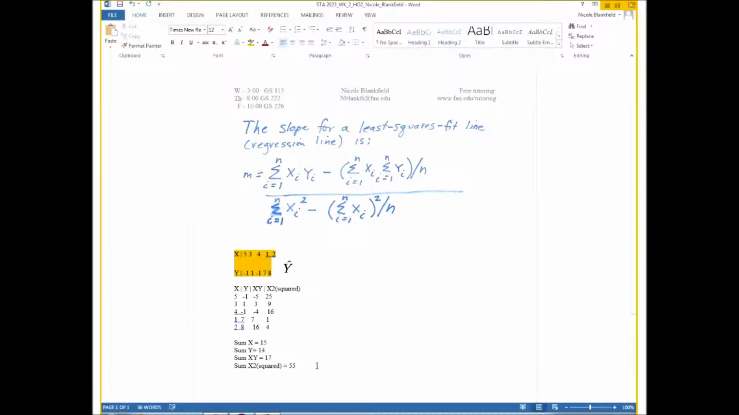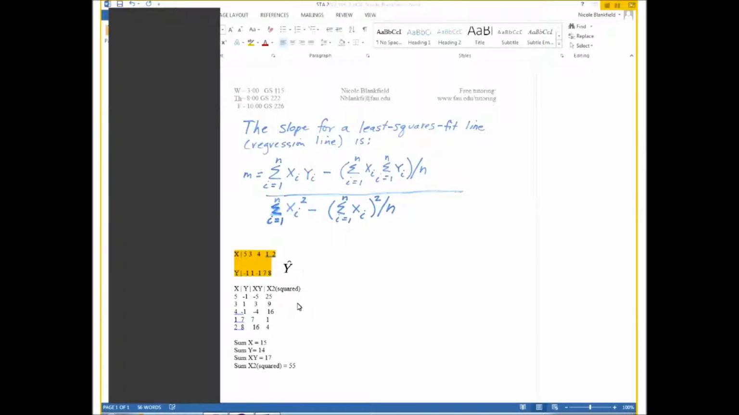Okay, so we're trying to find Y hat, right? So what is in this equation that I don't have? I have the summation of each individual x, the summation of each individual y, the summation of both of them, and then I have my squared. So what is it not giving me? It's not giving me n. So how do I know what n is? n is the number of observations.